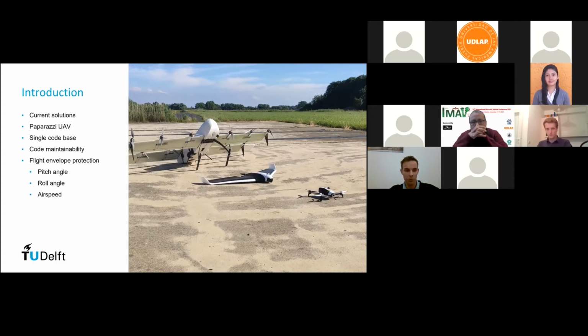In Paparazzi, you already have the hybrid code where we can fly hybrids, and we wanted to extend this hybrid code such that it can also be possible to fly fixed wings and quadrotors on this code. So we tried to fly all those drones on a single code base, such that the code is easier to maintain and the chance of producing errors is smaller. We did this to implement the flight envelope protection in the Paparazzi hybrid code on pitch, roll, and airspeed.